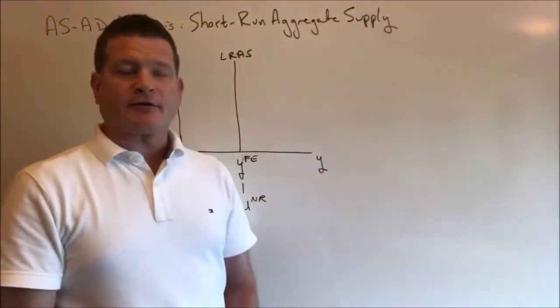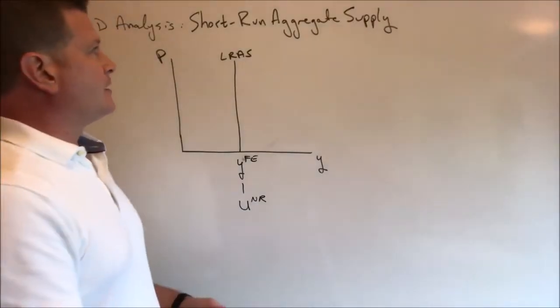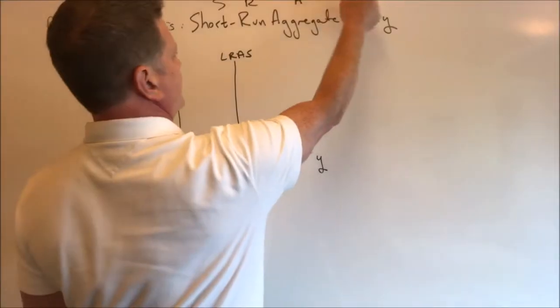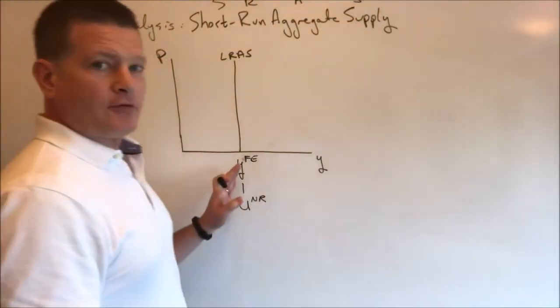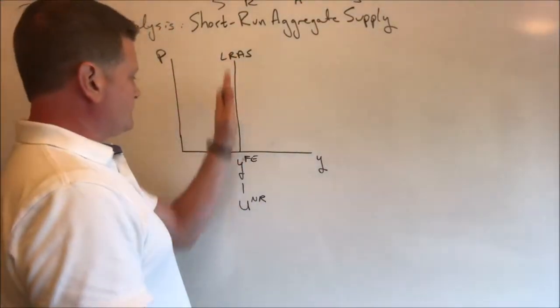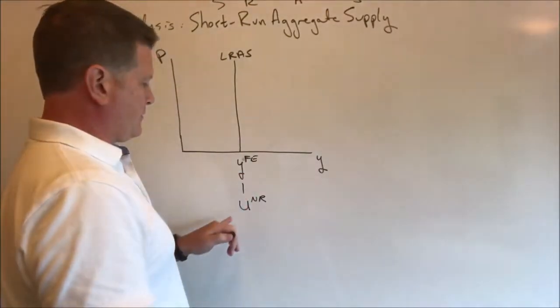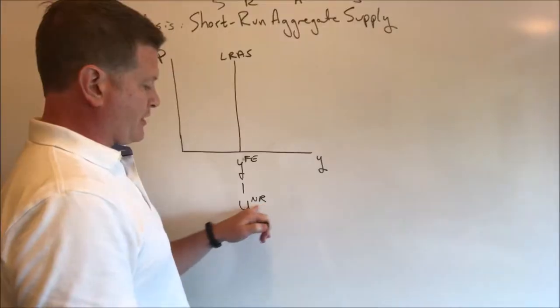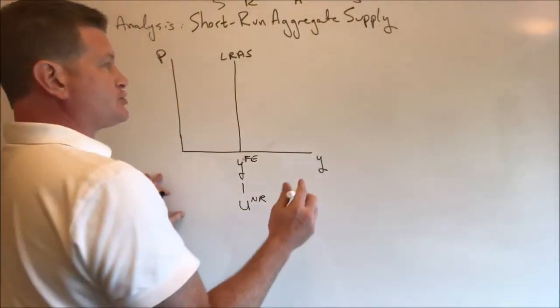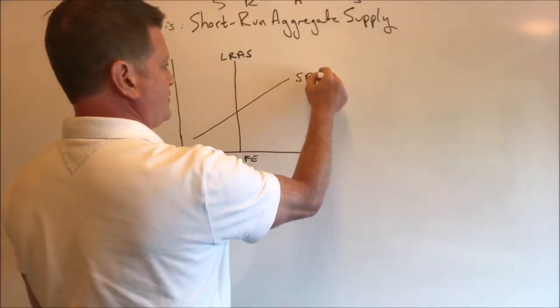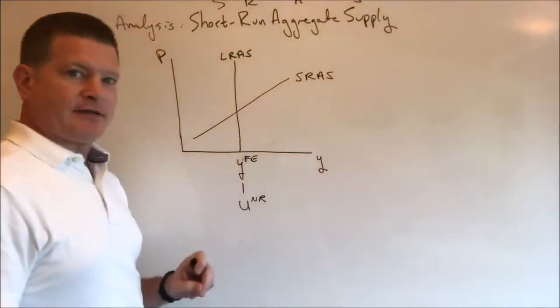The short run aggregate supply curve. Short run aggregate supply. While the long run is an anchor and stays in place around the full employment real GDP output level or the natural rate of unemployment level, the short run aggregate supply curve is an upward sloping curve like this.